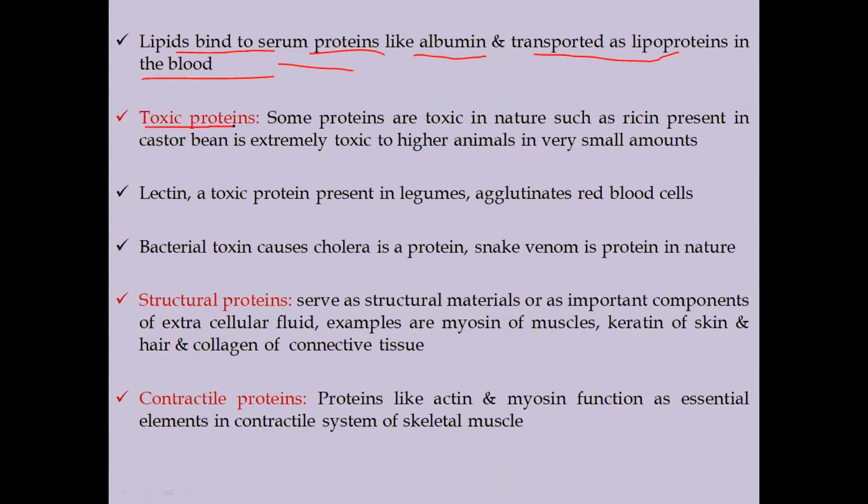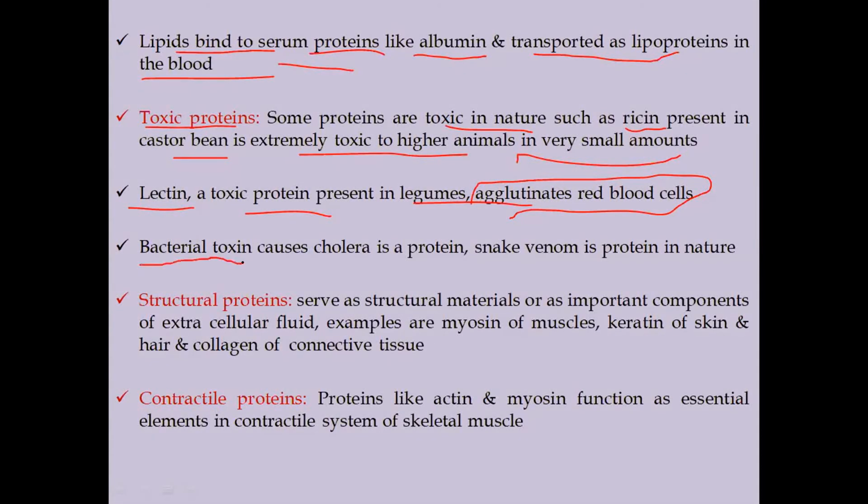The next type is toxic proteins. Some proteins are toxic in nature, such as ricin, which is present in castor bean, and it is extremely toxic to higher animals even in very small amounts. The next is lectin. It is a toxic protein present in legumes, and it agglutinates RBCs, red blood cells. Next is the bacterial toxin. The bacterial toxin that causes cholera is also a protein. Snake venom is also protein in nature. So these are some examples of toxic proteins. So proteins are also toxic in nature.